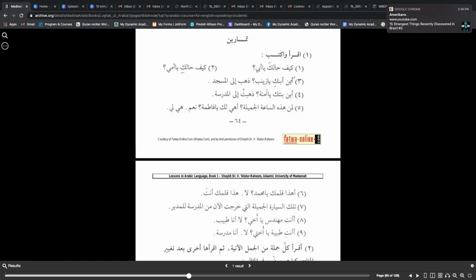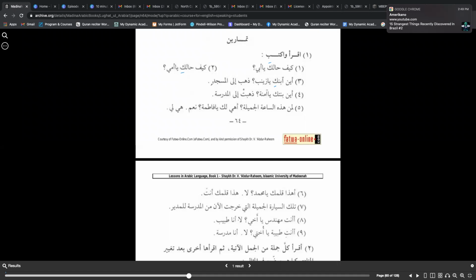If we were addressing a man, like if we say aina ibnuka ya Muhammad, you're going to have a fatha because you're addressing a man, but here we're addressing a woman. So we say aina ibnu. We have a hamzatul wasl, so the noon goes straight to the ba. Aina ibnuki ya Zainabu. Where is your son, O Zainab?